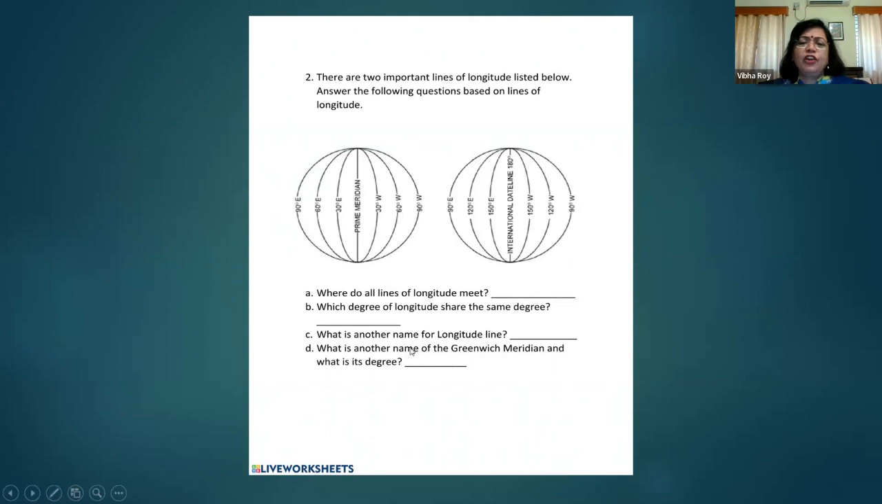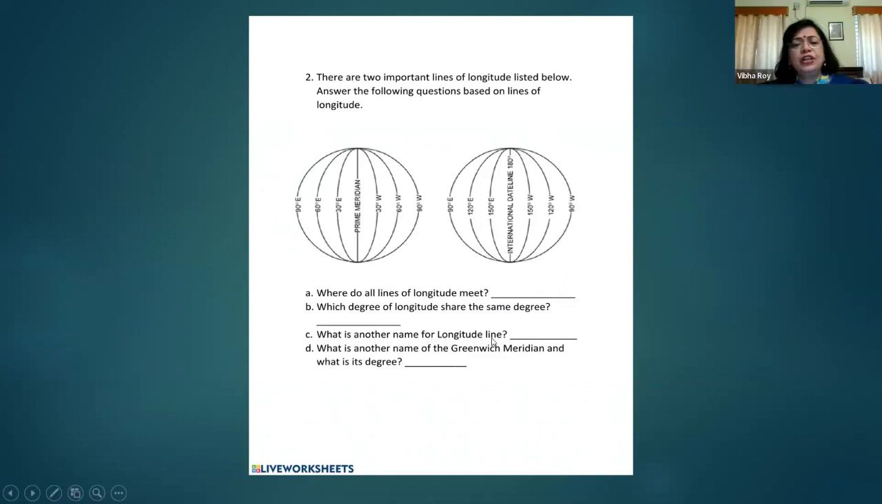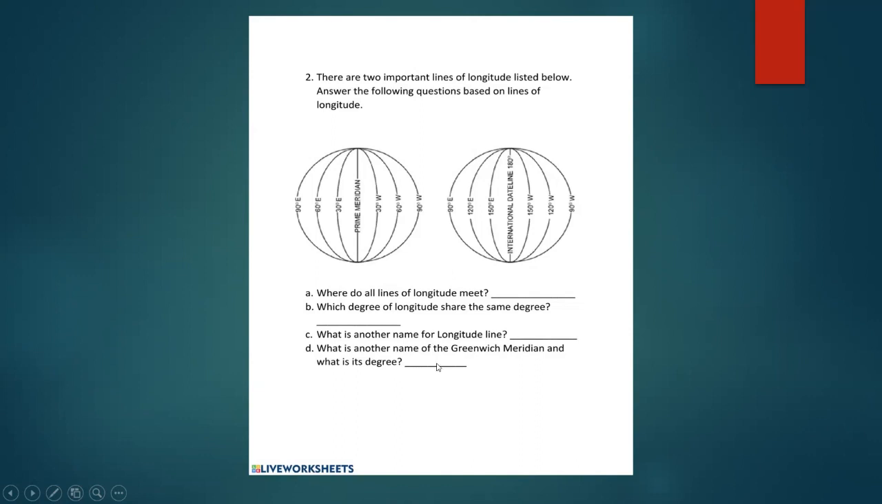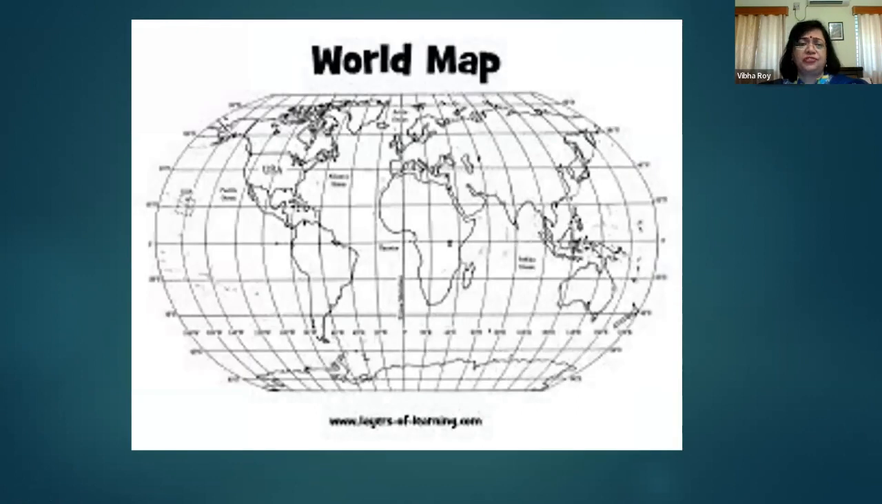Which degree of longitude share the same degree? 180 degree, the prime meridian and the date line. What is another name for longitude line? Meridians. What is another name of the Greenwich meridian and what is its degree? Prime meridian, 0 degree. So this is a simple exercise we can do in class in 5 minutes for children to arouse their interest, and they will understand better also.